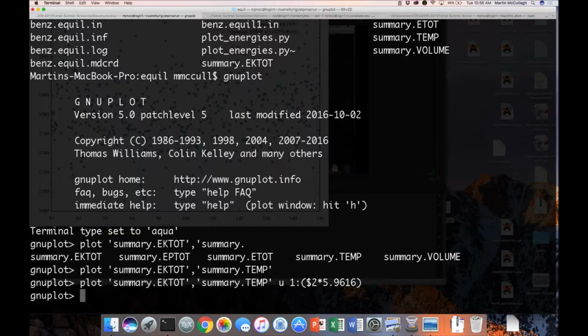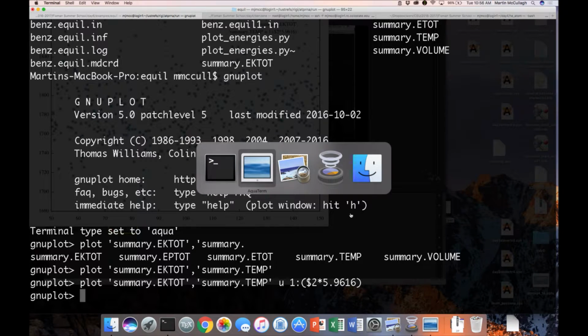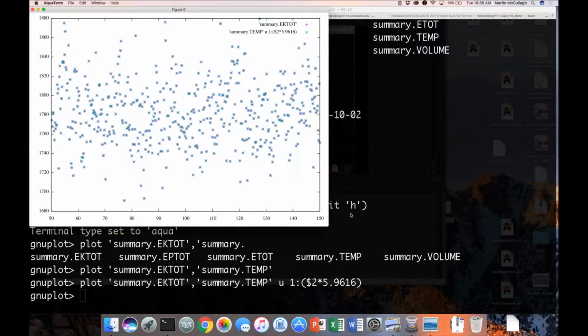Looks like it's behind. Oh, it is, isn't it? There it is. Thank you. You can. The points now are overlapping.